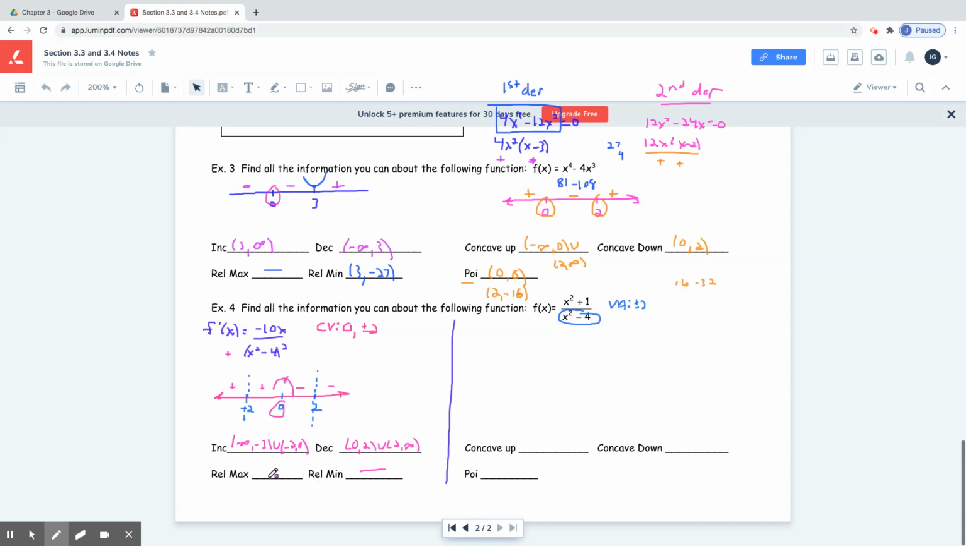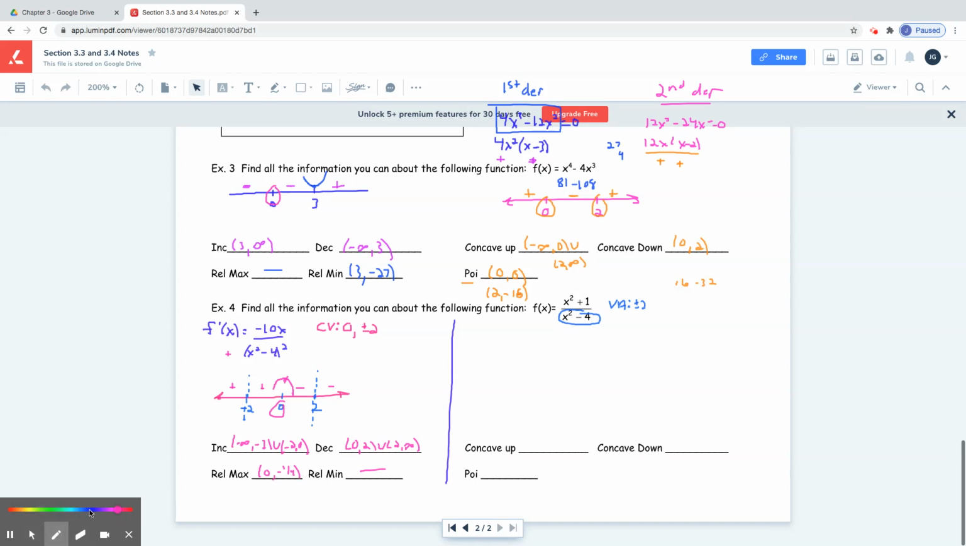All right, so relative max is at 0. Plug in 0. What do I get? 0 plus 1 is 1. 0 minus 4 is -4. So I get -1/4. That is my relative max.